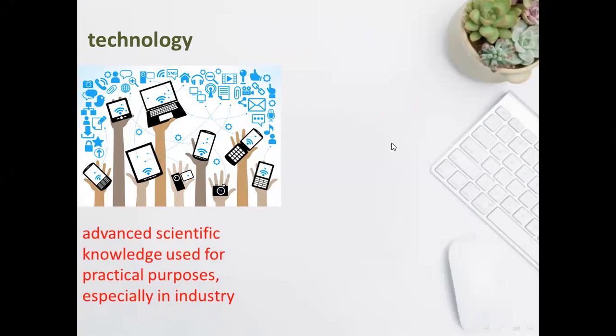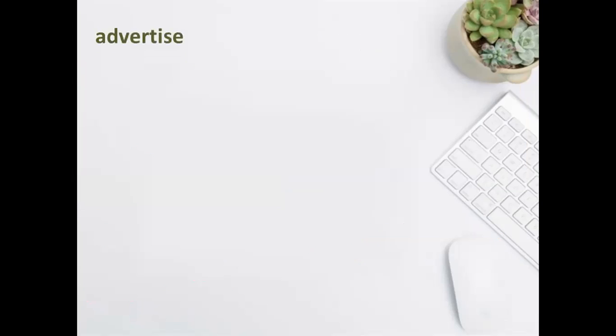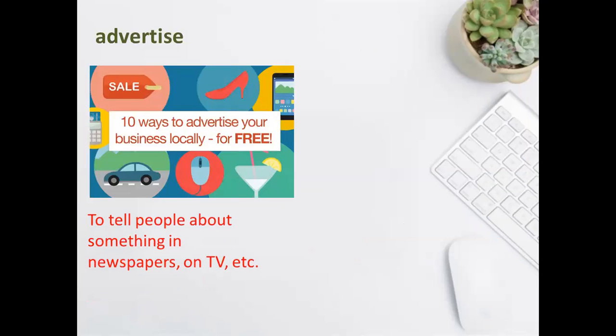Technology means advanced scientific knowledge used for practical purposes, especially in industry. Arrange here is a verb, means to make plans for something to happen. Advertise here a verb, means to tell people about something in newspapers, on TV, etc. When you want to tell people about something, you advertise it.